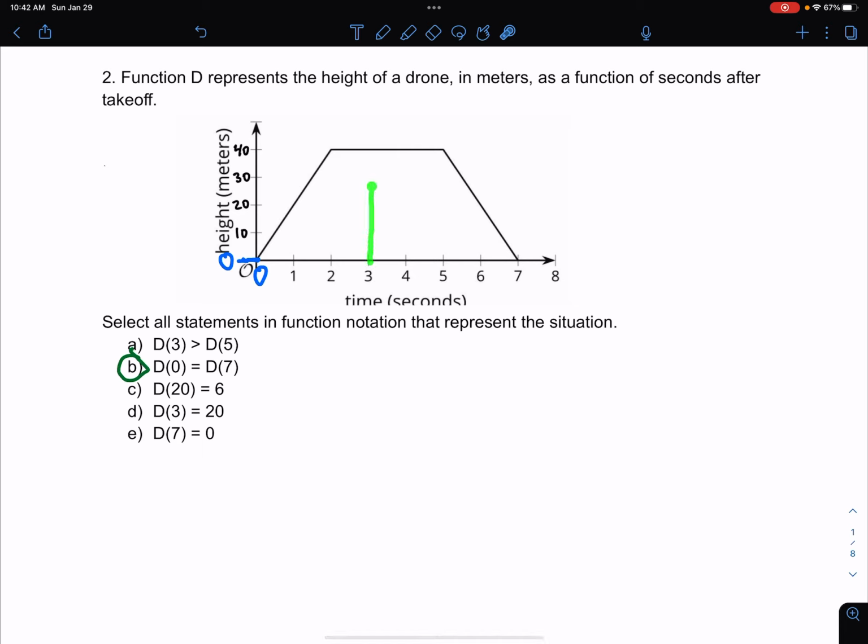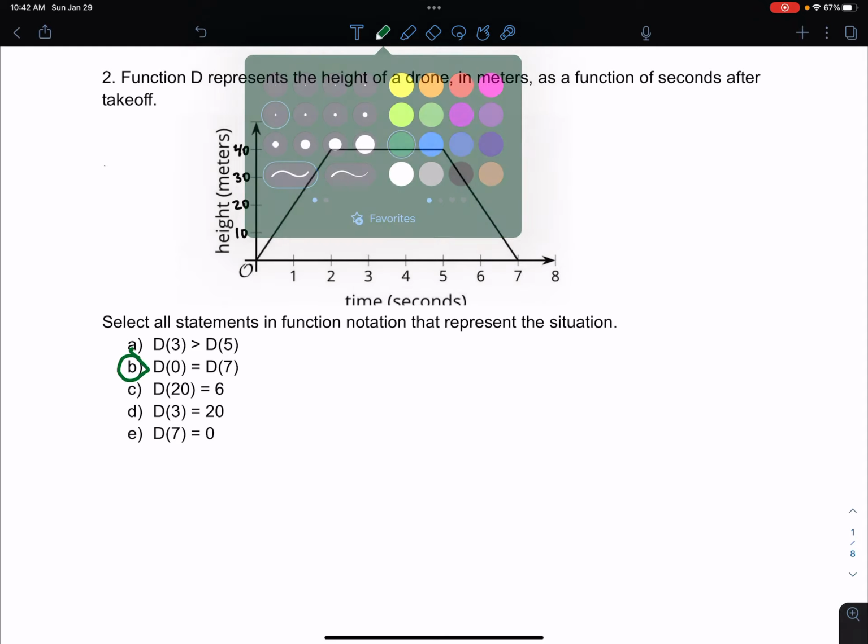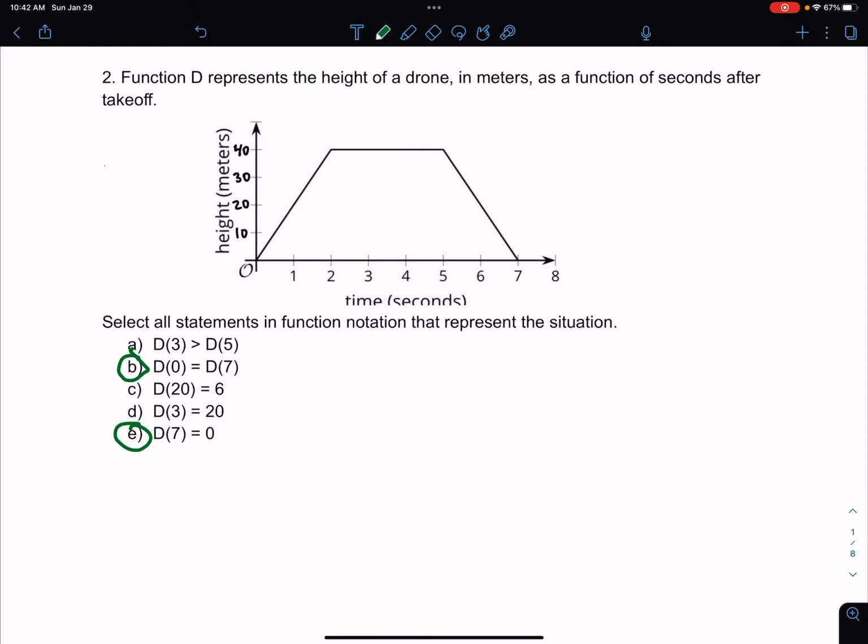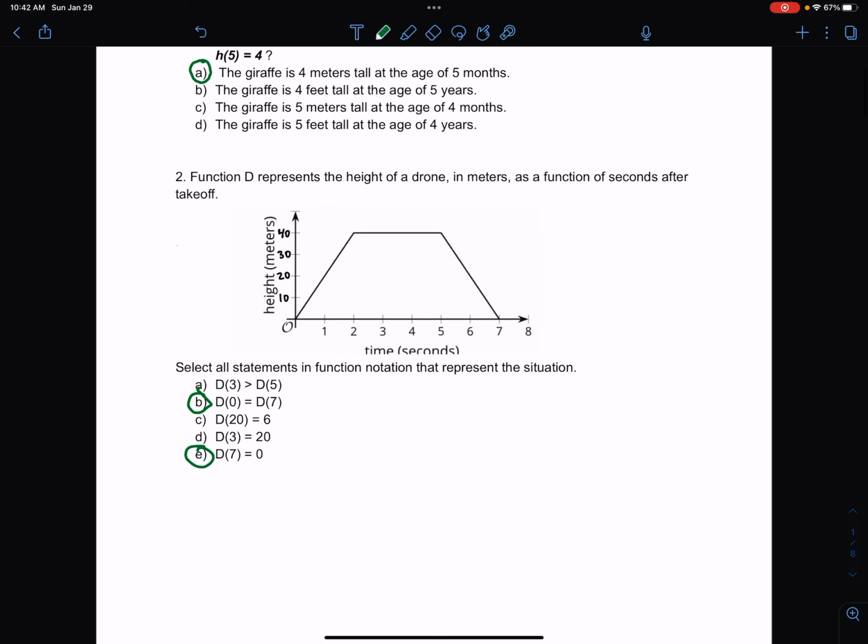So I look at 3. And now D of 3 is 40, not 20. So it's not D. And then E, they're saying D of 7 equals 0. So I look over here at D of 7. There's 7, which came from right there in the parentheses. And D of 7 looks like a height of 0. So E is true. And those are the 2 right answers for question 2 on this practice test.